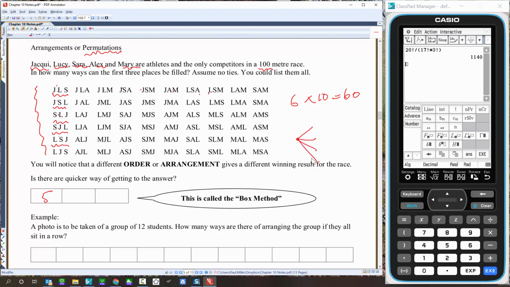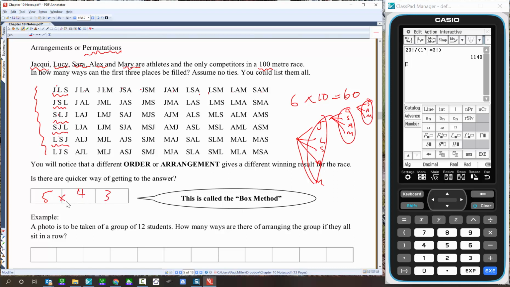And we can also consider it like a tree diagram. Jackie, Lucy, Sarah, Alex, and Mary. Now from there, if Jackie wins the race, it can be either Lucy, Sarah, Alex, or Mary. And if Lucy comes second, then it's going to be only 3 competitors after that, Sarah, Alex, and Mary. And we can continue to do this, but if we understand that multiplication principle, it's going to be these 5 multiplied by these 4 multiplied by these 3.